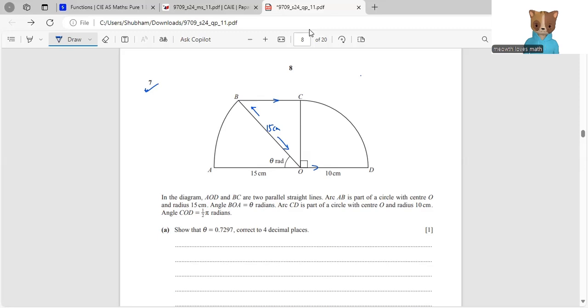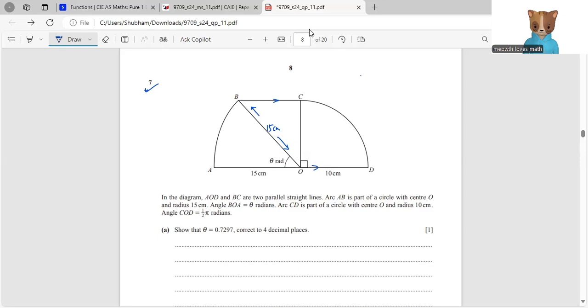Always write the given information once you read the question, right? Side by side, keep on writing the given data. This will help you process the details, and it gives you clear-cut clarity about how to proceed further. So now angle BOA is theta radians, right?